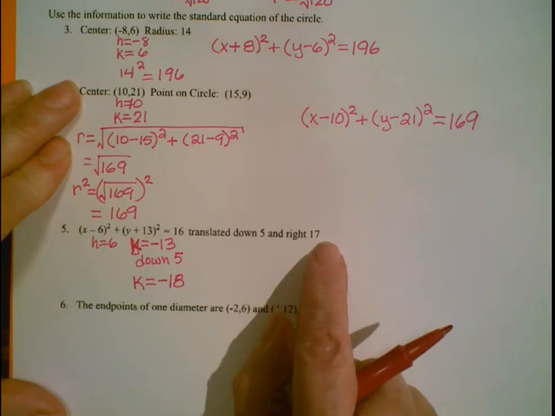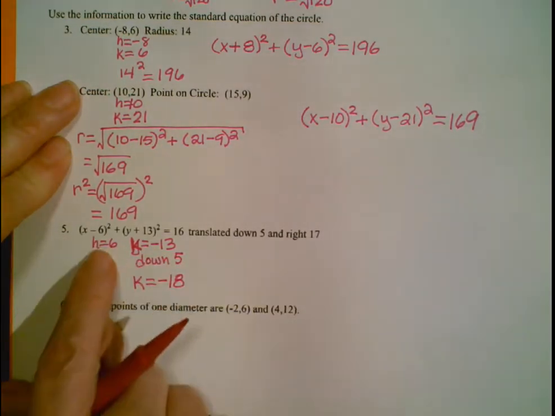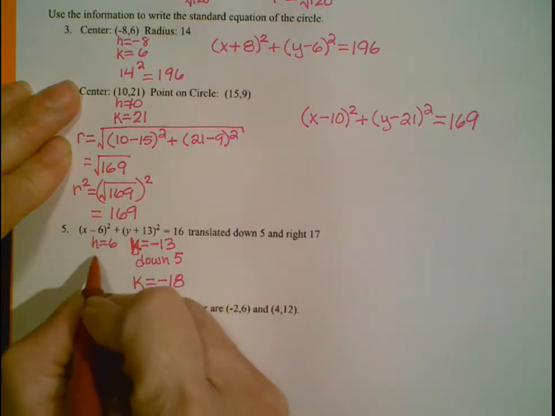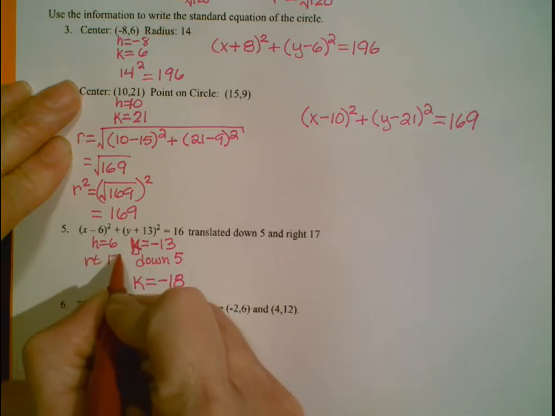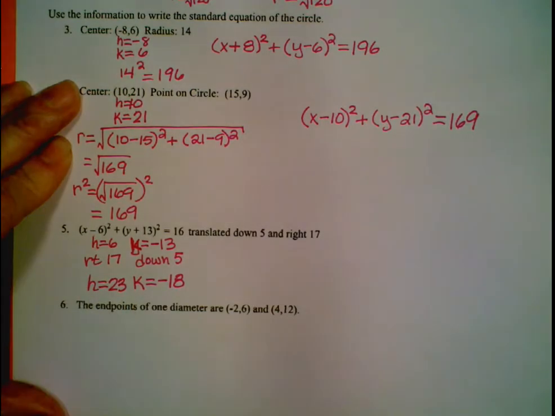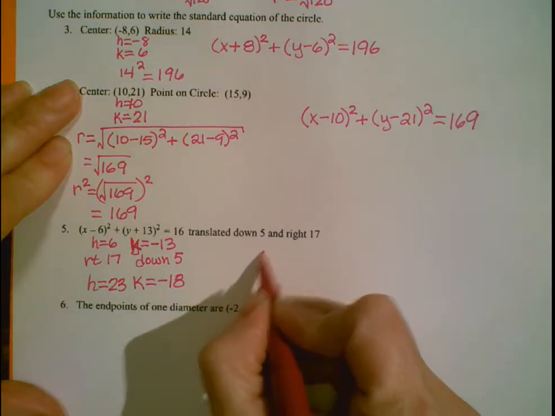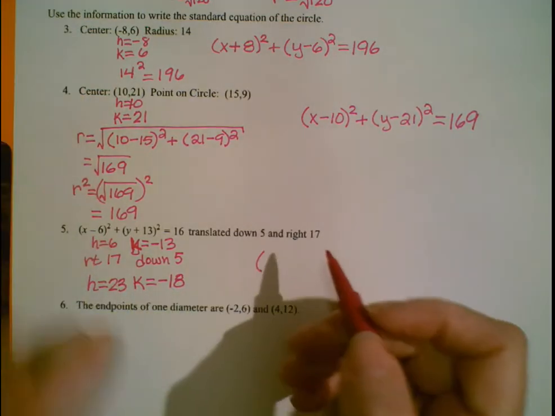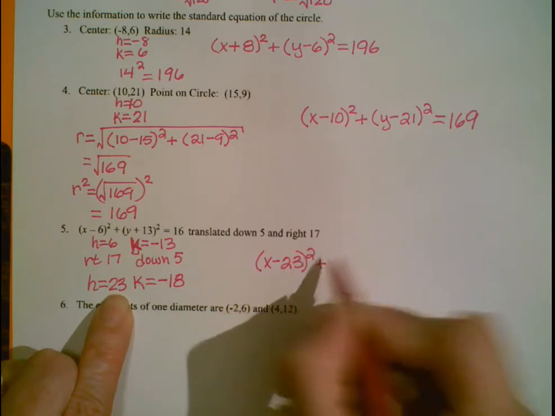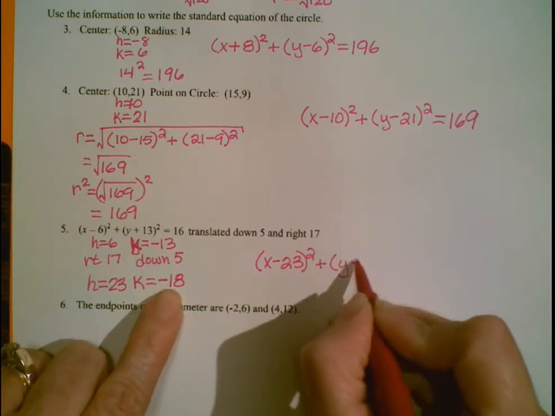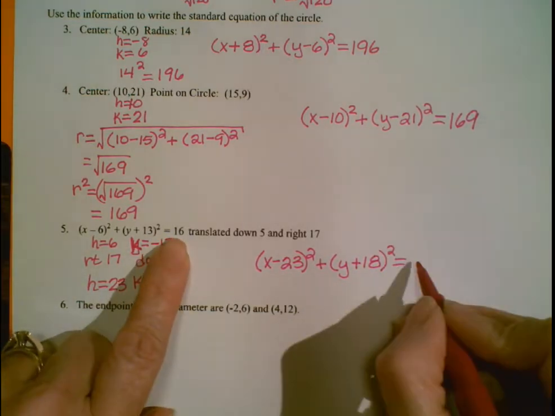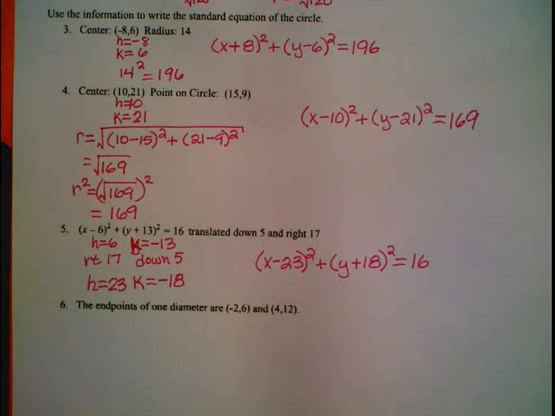Here we have a right 7. A right motion is going to affect our h value, our horizontal value. So if we go right 7, it's going to add 7 to that 6, which produces an h value of 13. So the equation of our circle, we now have a center at (13, negative 18). So (x minus 13) squared plus (y minus negative 18), it's going to be a plus 18, squared, equals r squared. And we said the r value didn't change, so the 16 is going to stay the way it is.